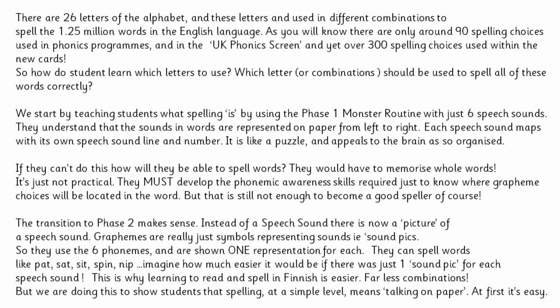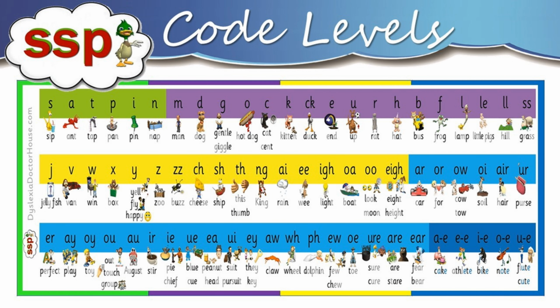We ensure that they have phonemic awareness because children need phonemic awareness to be able to learn to read and spell. We introduce 6 initial sounds that we're actually going to work with, and map those speech sounds on paper so the children understand what reading and spelling is, so that when we go into phase 2 and we start to introduce these high frequency graphemes, it just makes sense.